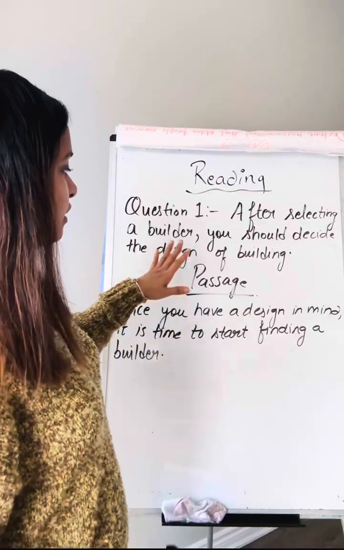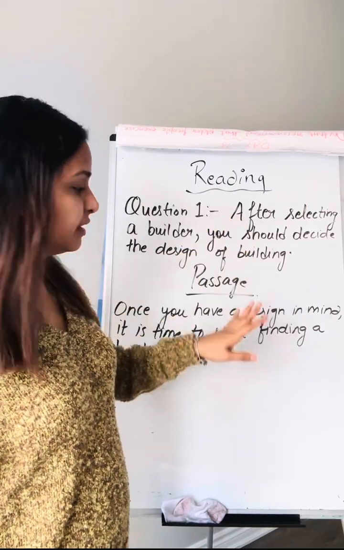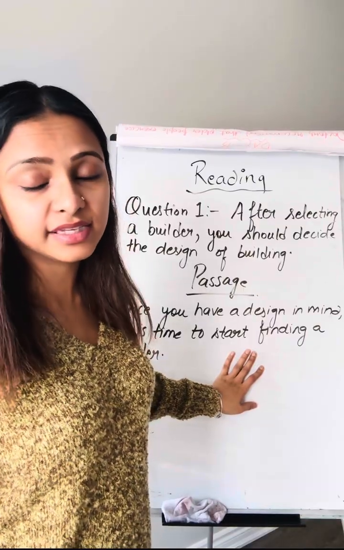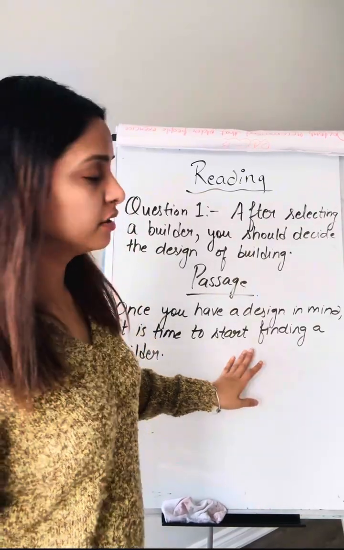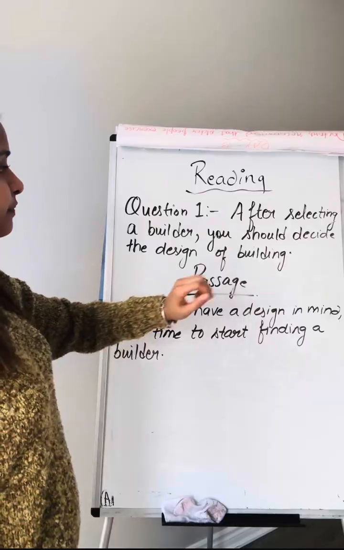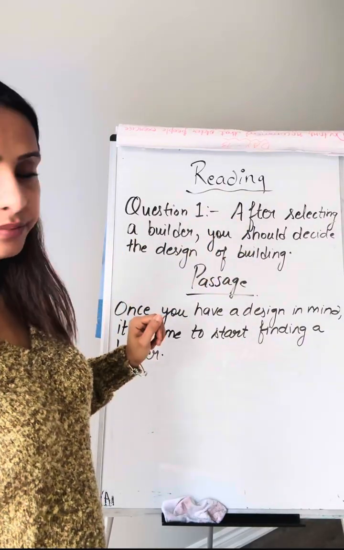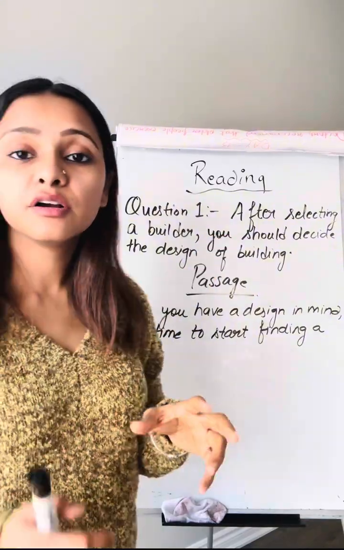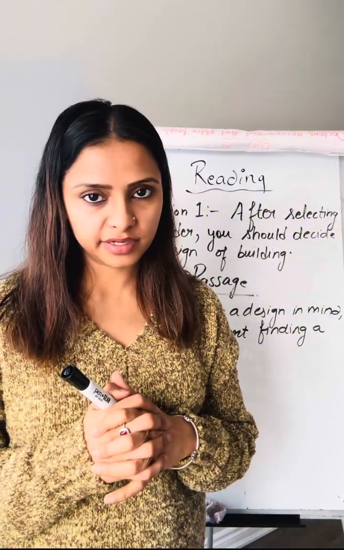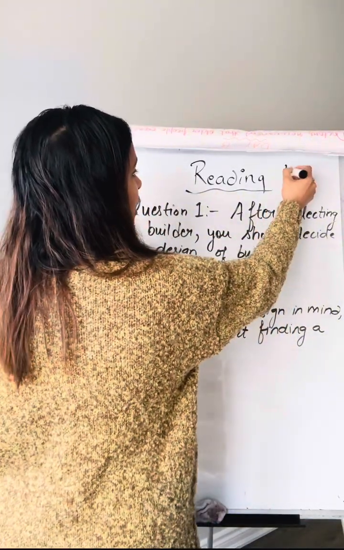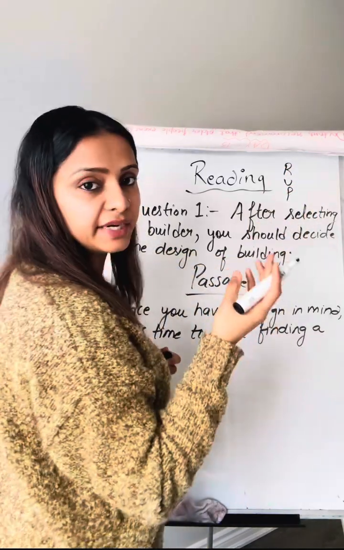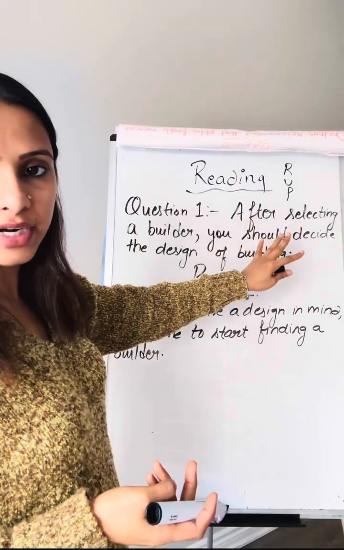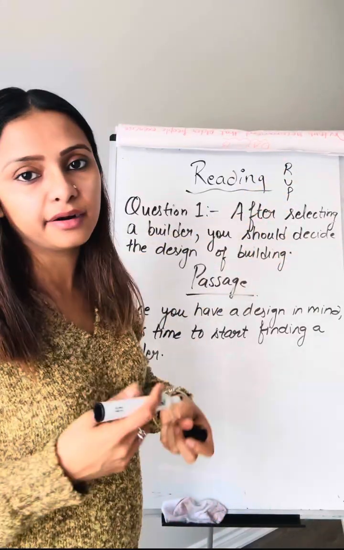So now I have a question here and a statement which is given in the passage. So let's see whether it matches or not. The question says, after selecting a builder, you should decide the design of the building. First of all, you have to understand the statement. You have to use the RUP method. Read the question, understand the question, predict the demand of the question.